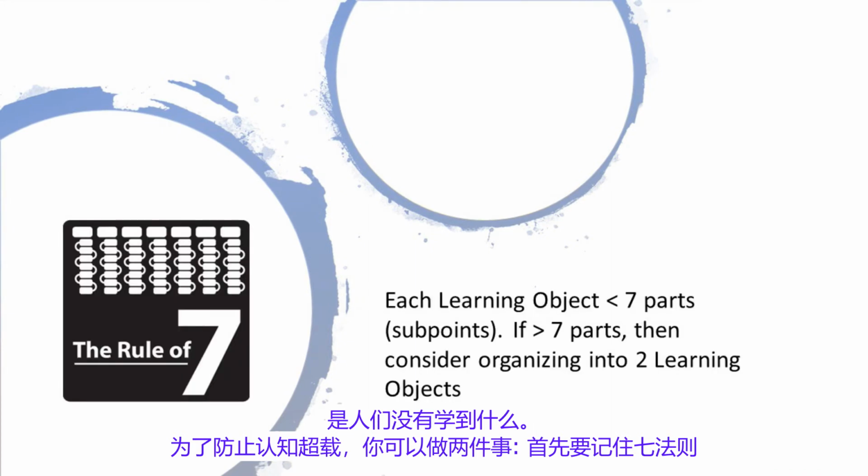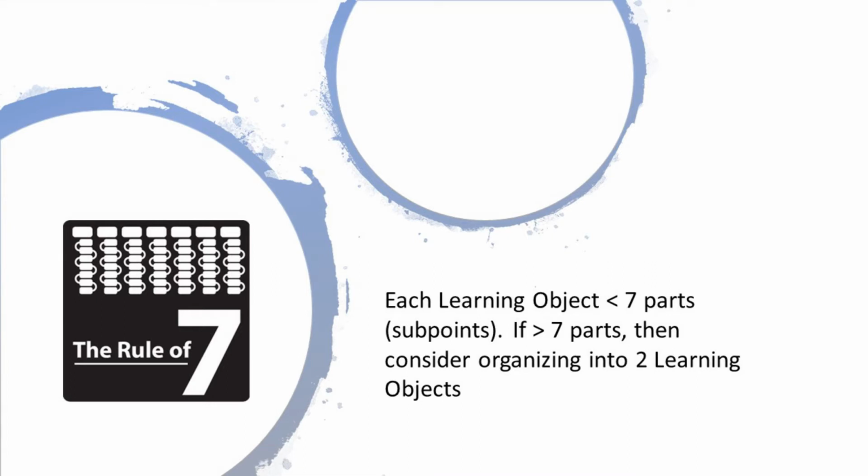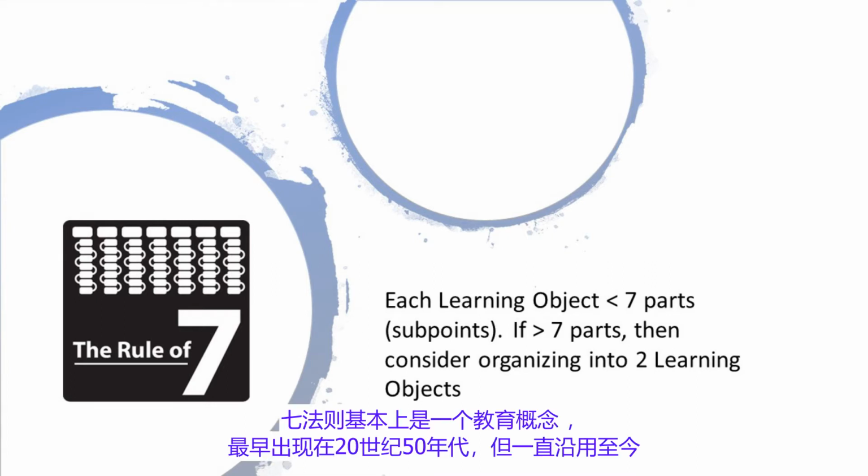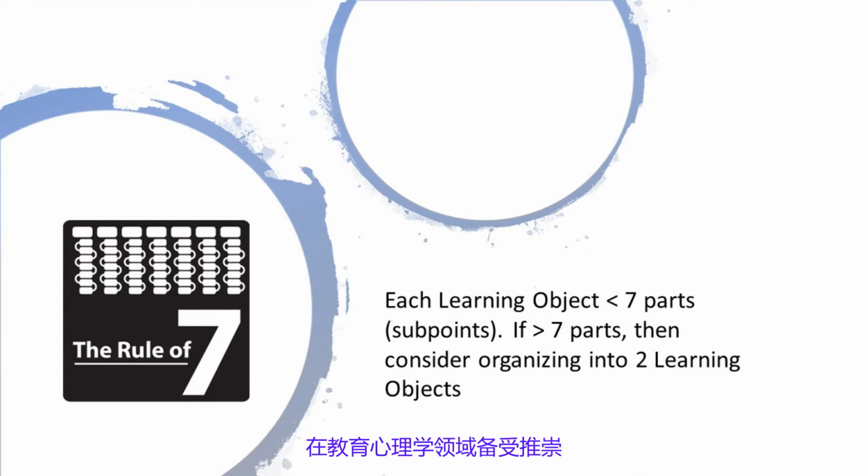Well, to prevent cognitive overload, there are 2 things you can do. First, remember the rule of 7. The rule of 7 is basically an education concept that came up in the 1950s, but continued to be highly respected in the world of educational psychology. It's based on the brain research that your short-term memory can only hold up to 7 pieces of information. And if you try to add one more piece in there, it will not encode, or it will begin to forget what it has received earlier.